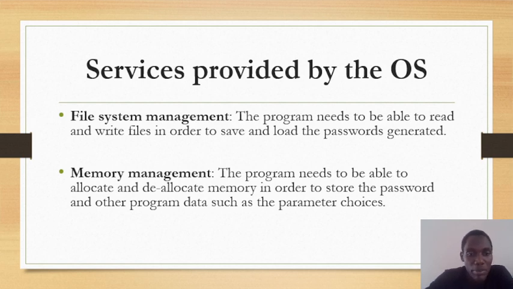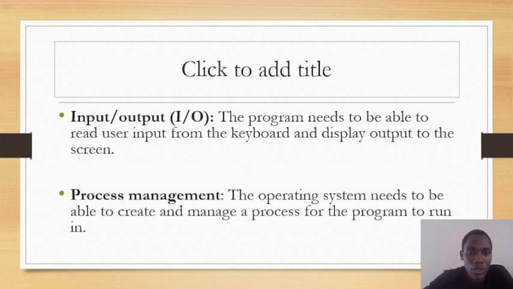So when you say that I want my password to include an uppercase letter, that specification that your password should include an uppercase letter is stored somewhere. After generating the password, the memory has to be cleared. Then we also see input output devices. The program needs to be able to read user input from the keyboard and display output on the screen. So when you say that maybe I want my password to be of 8 characters, the 8 characters that you type have to be captured by the program.